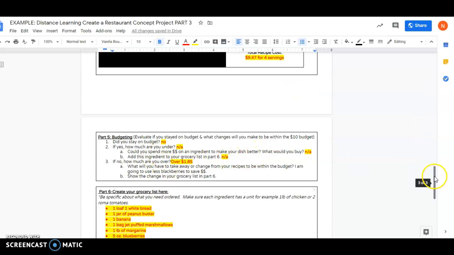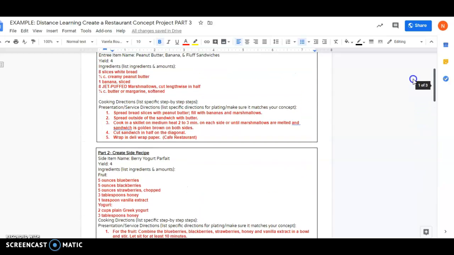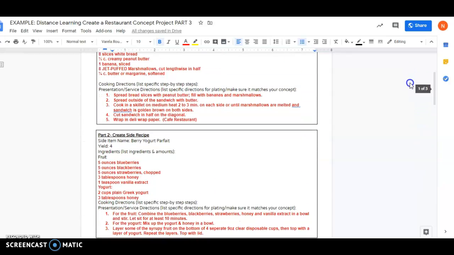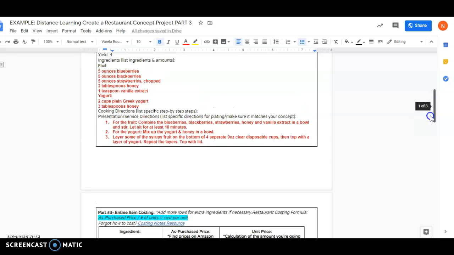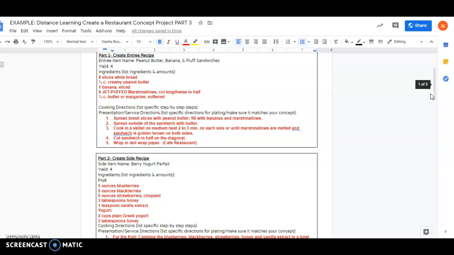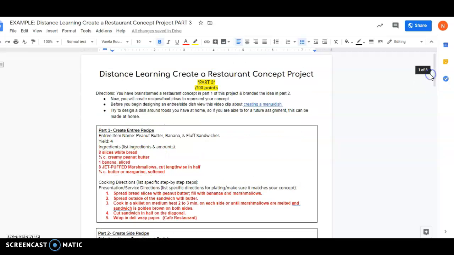One more thing that I forgot to specify: in your recipe, include any way that you are going to be plating. I'm doing a cafe, so I'm wrapping my sandwich in deli paper, and my yogurt parfait is going in a 9-ounce disposable clear cup with a lid. If you're doing fine dining or casual dining, which requires sit down, you would obviously talk about how you're going to plate that, what kind of plate, things like that. So make sure it's aligning to your concept so you receive the full credit.